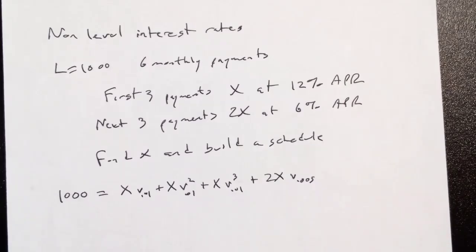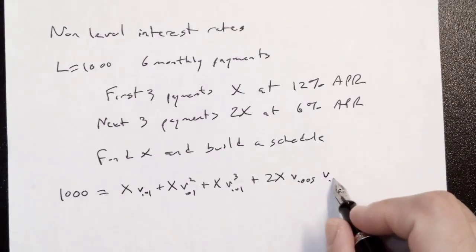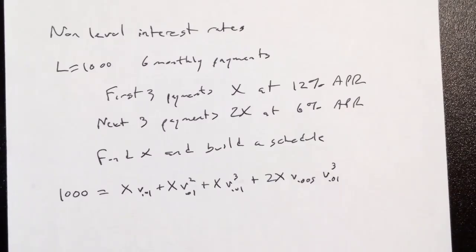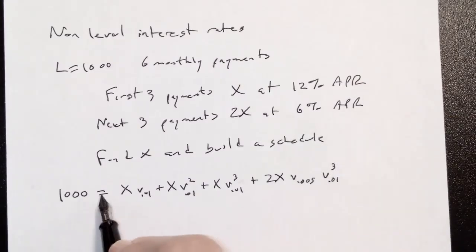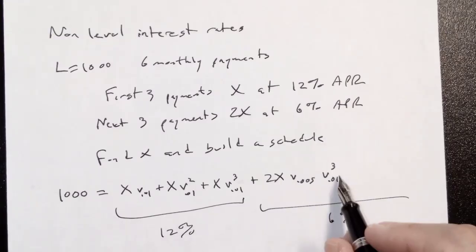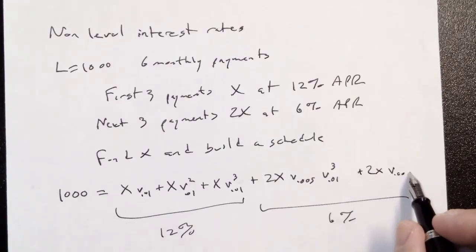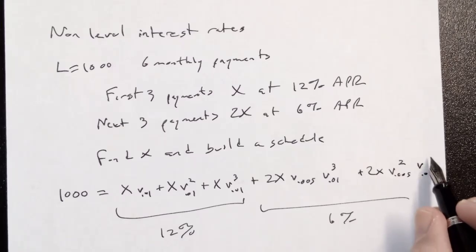Oh, hang on. It's only charged that interest in month 4. So you'll notice I didn't raise that to a fourth power. What was it charged for the previous 3 months? It was charged this interest, right? There are two different V's here. The first 3 months, I've got to bring that back through this point. These are at 12%. These are at 6%. I've got to remember that I change interest when I go here. 2x V.005, 2 months, V.01 cubed.